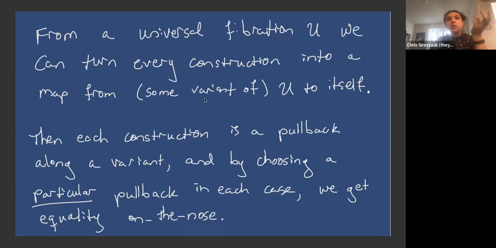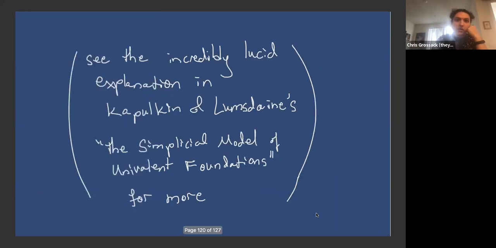So from a universal fibration U, we can turn every construction into some variant of U to itself. This is all described in that paper of Kapulkin and Lumsdaine. And every construction is a pullback along one of these variants. And so by choosing a particular pullback in each case, we're able to get equality on the nose, which is what we need to actually make this work out.